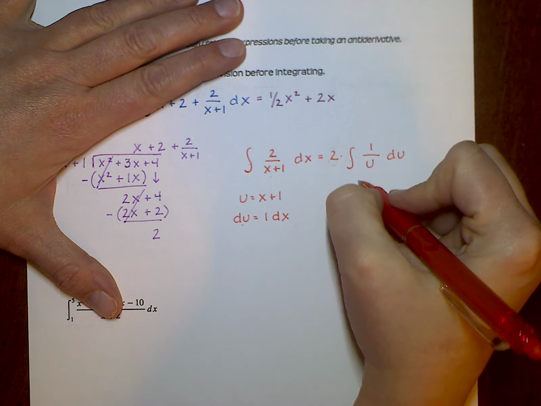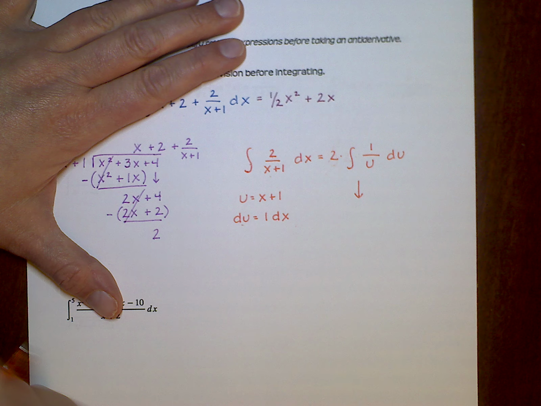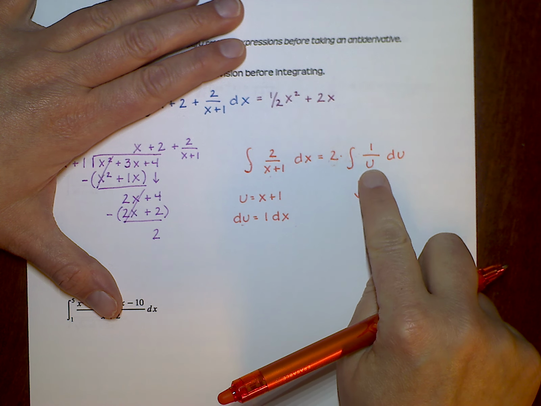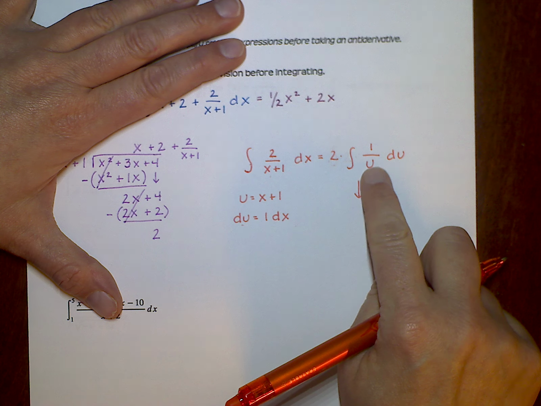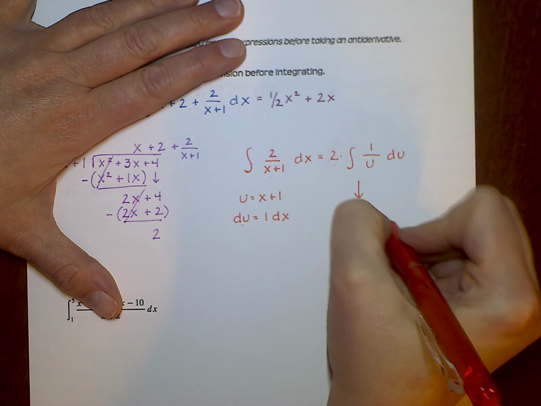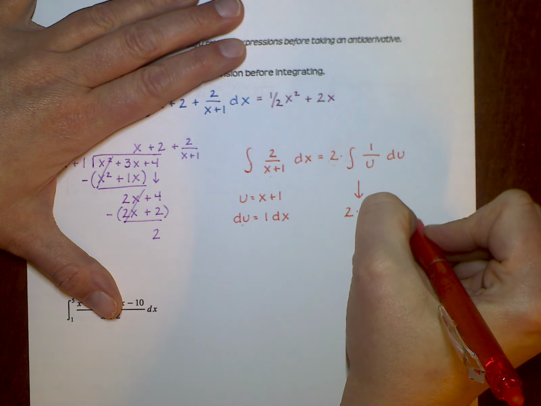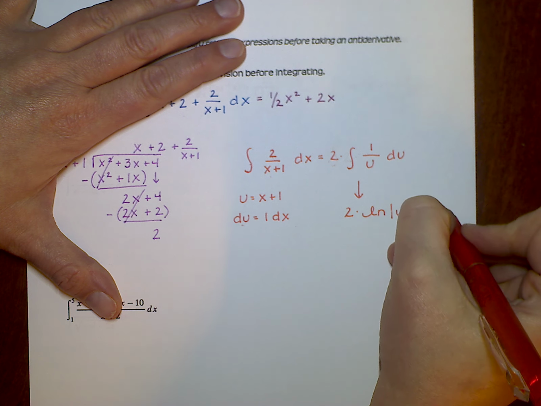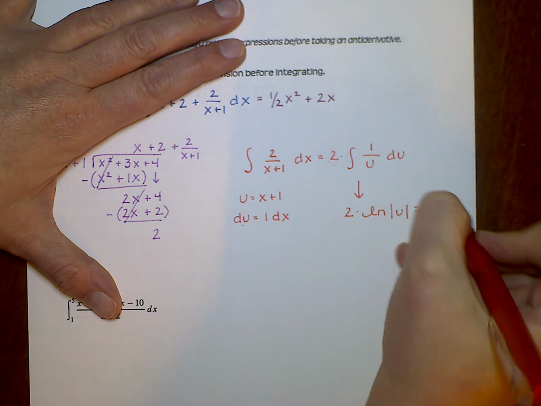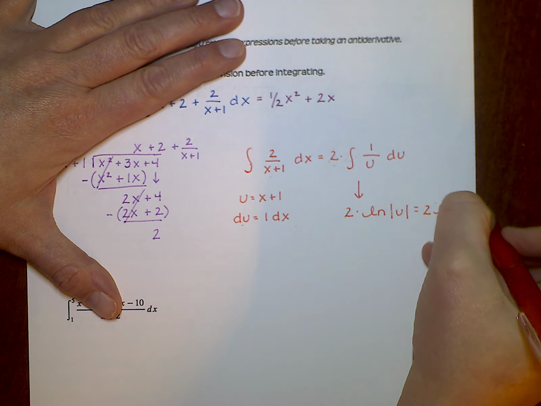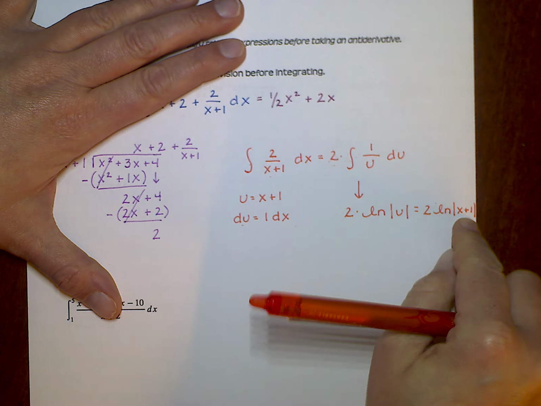And then when I actually try to take the antiderivative of this thing, you should recognize it as natural log of x, or well, natural log of u. So this would be 2 times natural log of u. And then, of course, our natural log of u becomes natural log of x plus 1. So the point of all of that, sorry, I can squeeze that in there at the end.